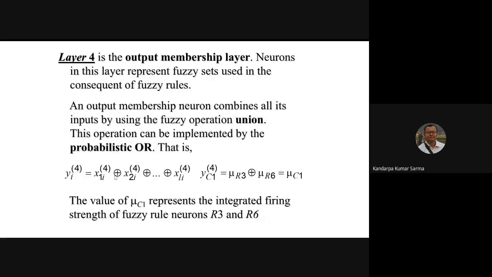Then layer four is the output membership layer, where the neurons, all in the fuzzy format, will be converted through a defuzzification process, where the fuzzy signals will be converted back into a crisp format. And here we will use the fuzzy operation union. This can also be implemented by the use of a probabilistic OR, just like here. So YI shall be a combination of X1I OR X2I OR XLI, and so on. So this value of mu CI will represent the integrated firing strength of the fuzzy rule neurons R3 and R6.